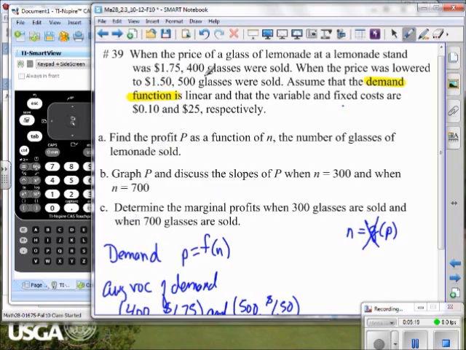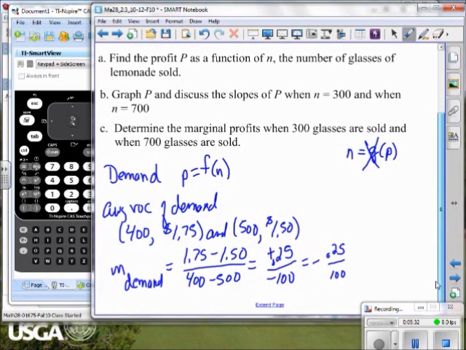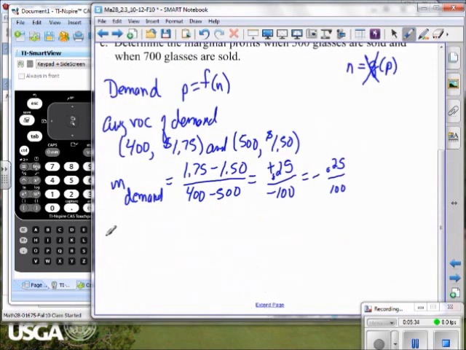The 175 with the 400 glasses or the 150? And which of these points do you want to use? It depends. We'll use the one I've got so I can follow my notes here. We're going to use this one over here, but we could have used the other one instead. So we're building a demand function here.